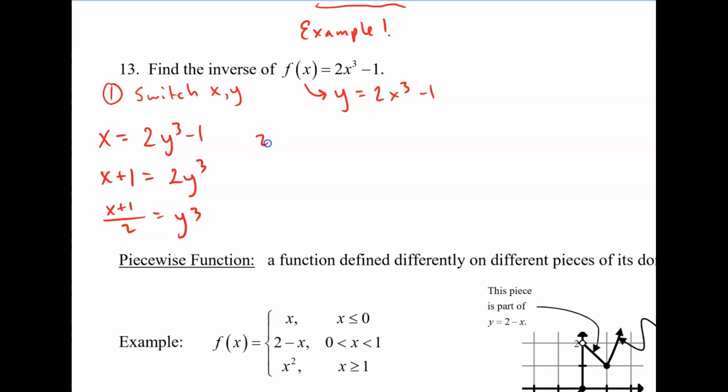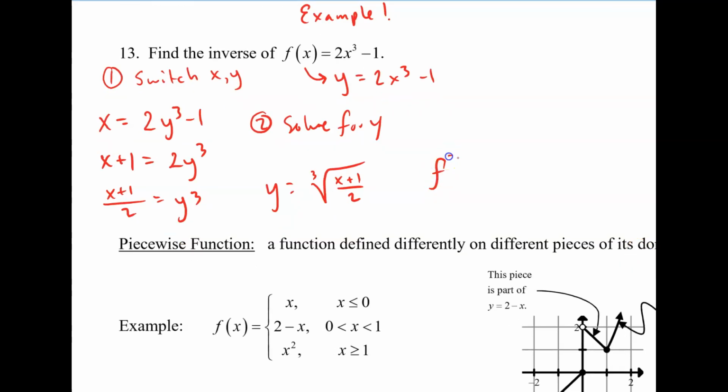And then step 2, which we're doing, solve for y. I can take the cubic root, and we get y is equal to the cubic root of x plus 1 over 2. So this would be the inverse. Remember, we want to set this in inverse notation.